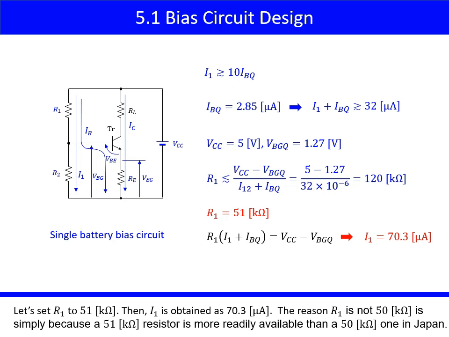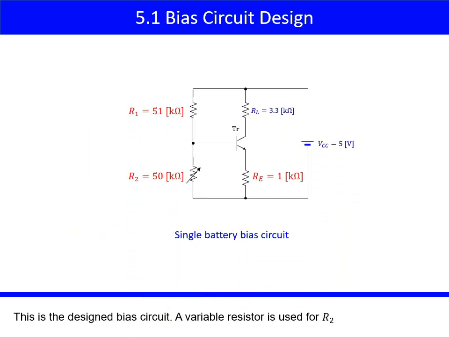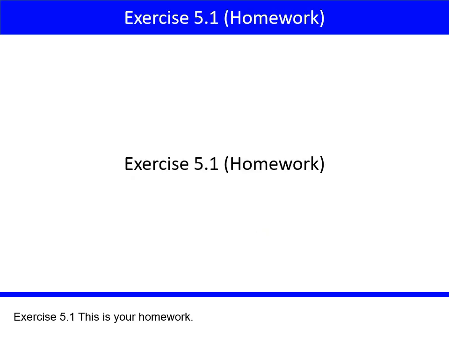The reason R1 is not 50 kilo ohms is simply because a 51 kilo ohms resistor is more readily available than a 50 kilo ohms one in Japan. Thus, R2 is 18.1 kilo ohms. This is the designed bias circuit. A variable resistor is used for R2.